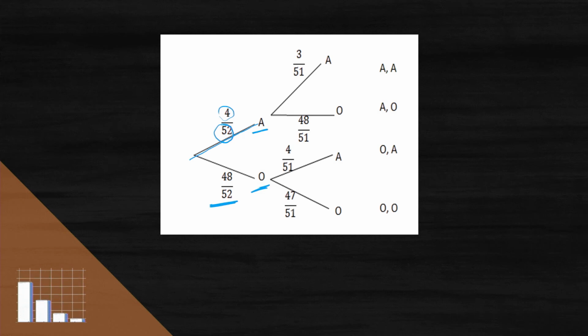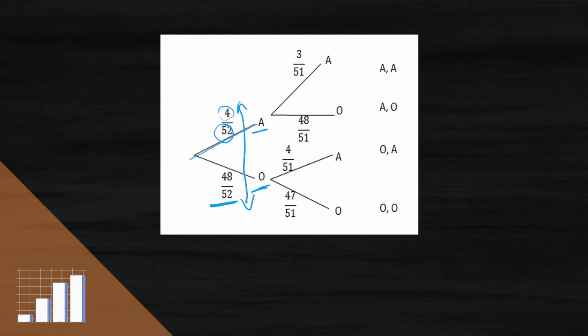Now, if we add across or vertically, we see that 4 over 52 plus 48 over 52 is equal to 1. Remember, the probability of getting an ace or any other card are mutually exclusive, and in this case, not only are they mutually exclusive, they are complementary.